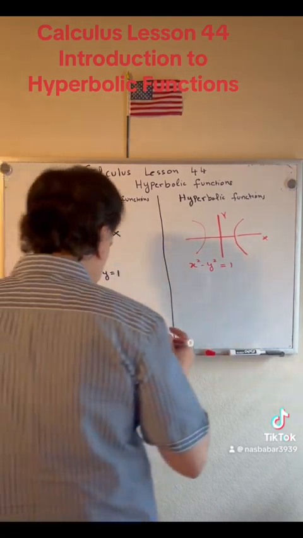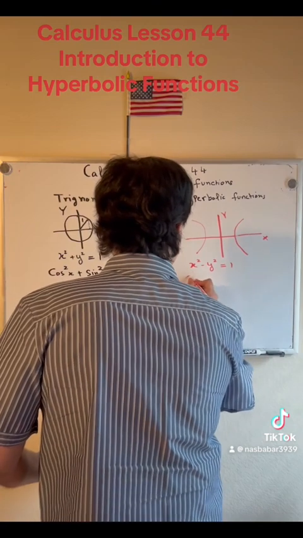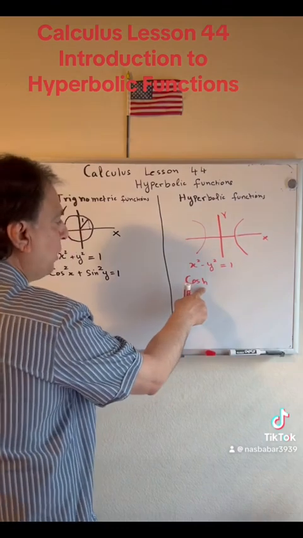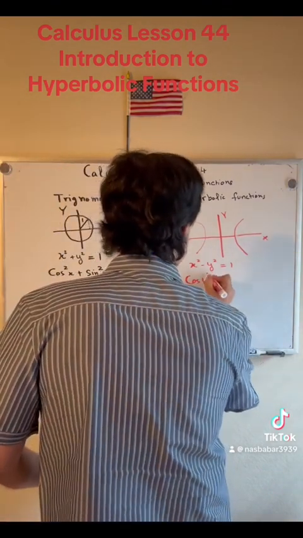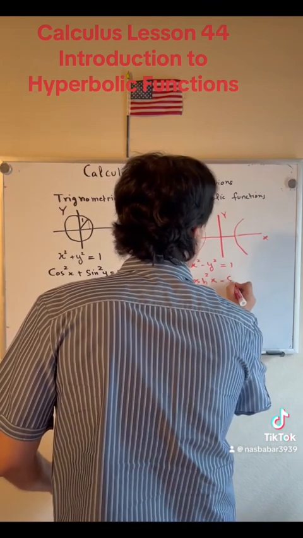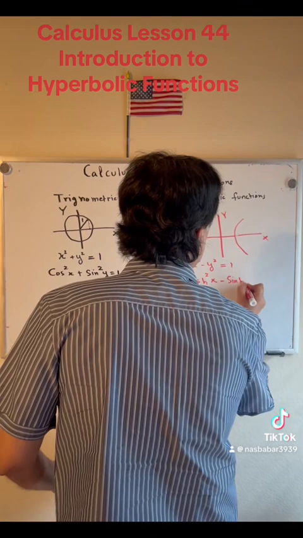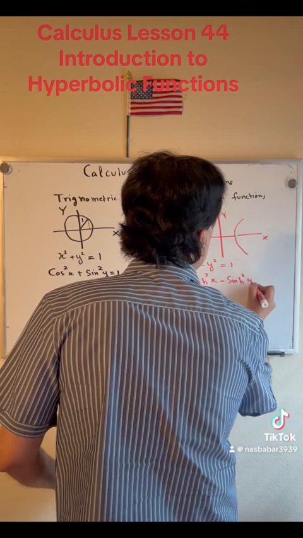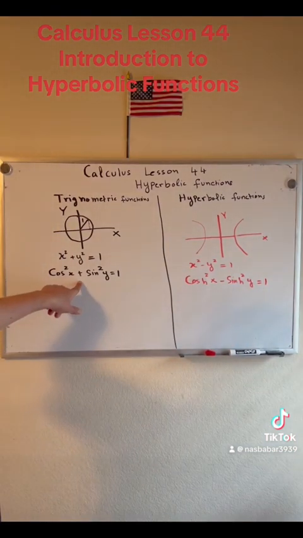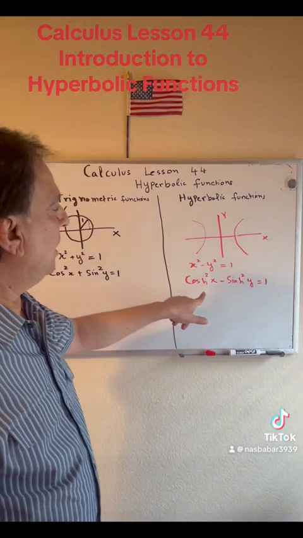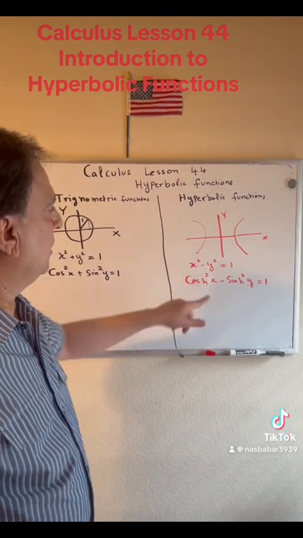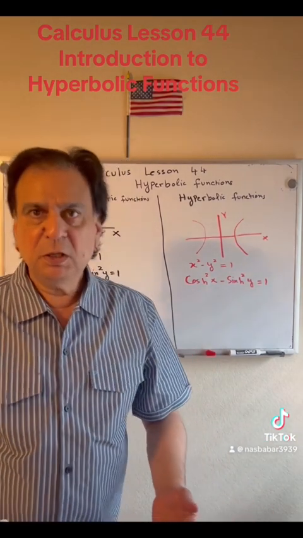Then I can write this down as cosh squared of x minus sinh squared of y is equal to 1. Now h stands for hyperbolic. Again, there is a difference of sign. Over here you have plus, over here you have minus, but you have h, which stands for hyperbolic function. So this is what I wanted to introduce you to in this lecture.